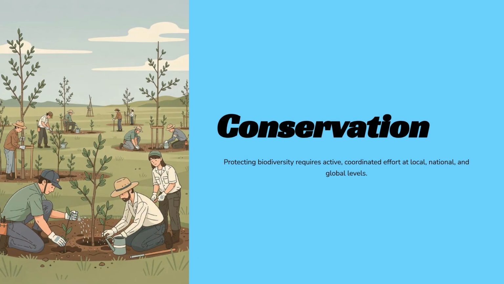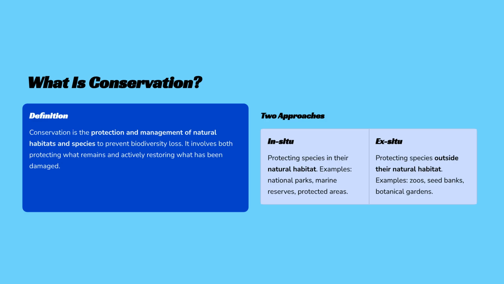Conservation efforts are essential to reverse these trends. Protecting our planet's biodiversity requires active, coordinated work across local, national, and global scales. Conservation happens in two ways: in situ, which protects species in their natural habitat, and ex situ, which protects them outside of their natural environment.